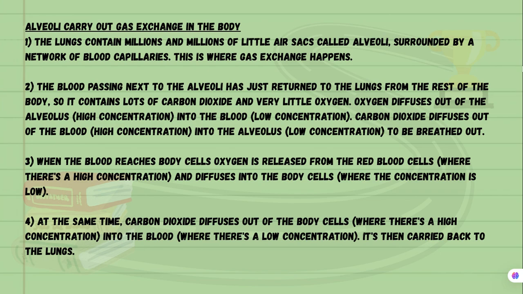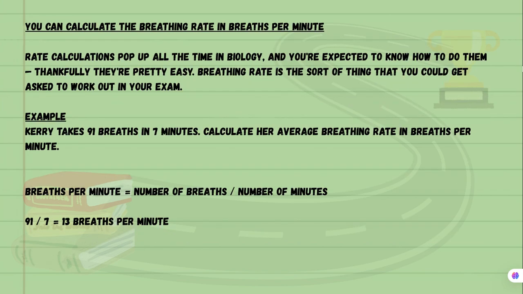When the blood reaches body cells, oxygen is released from the red blood cells, where there's a high concentration, and diffuses into the body cells, where the concentration is low. At the same time, carbon dioxide diffuses out of the body cells, where there's a high concentration, into the blood, where there's a low concentration. It's then carried back to the lungs.